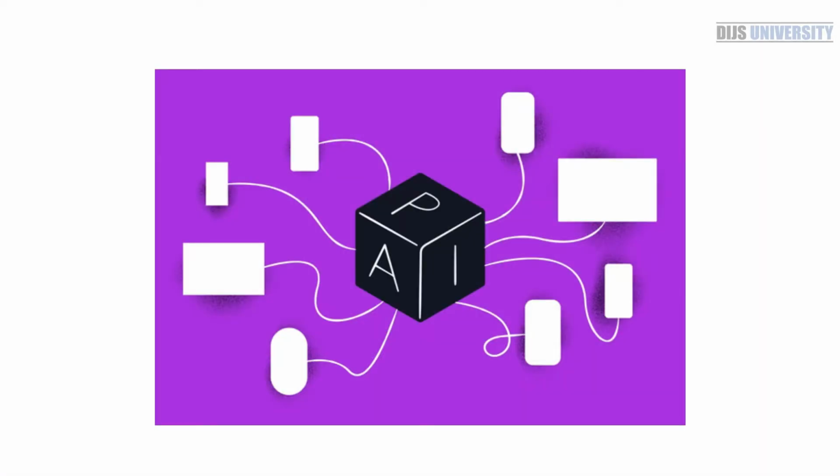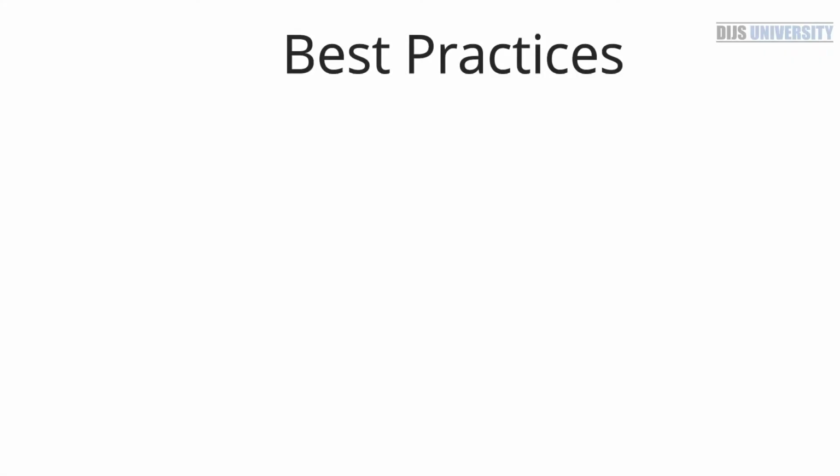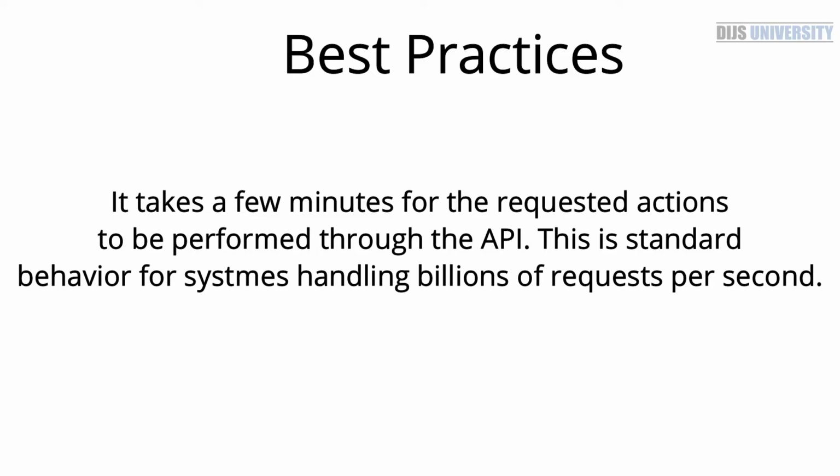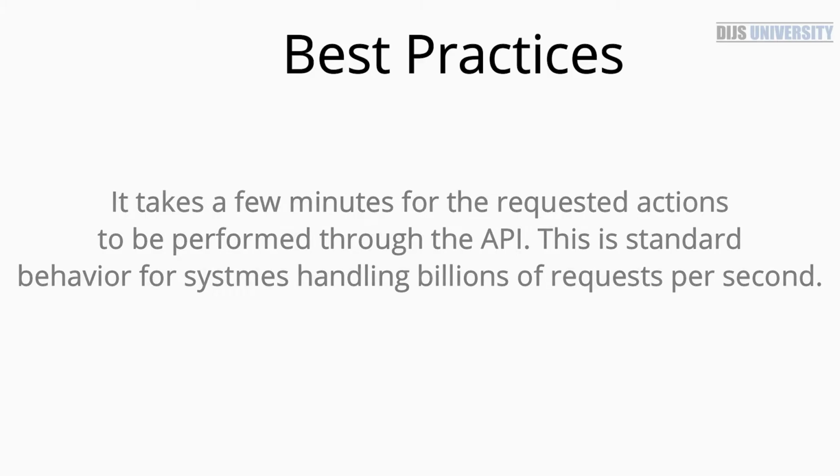To provide quicker access to reporting and faster user experience, Zeropark has introduced some limits to the API and its usage. So in this guide, you can find a list of the best practices, how to use the API in a smart way without harming any of your campaigns. So first, you want to make sure you're aware that it's going to take a few minutes for the requested actions to be performed through the API. This is standard behavior for systems handling billions of requests per second.